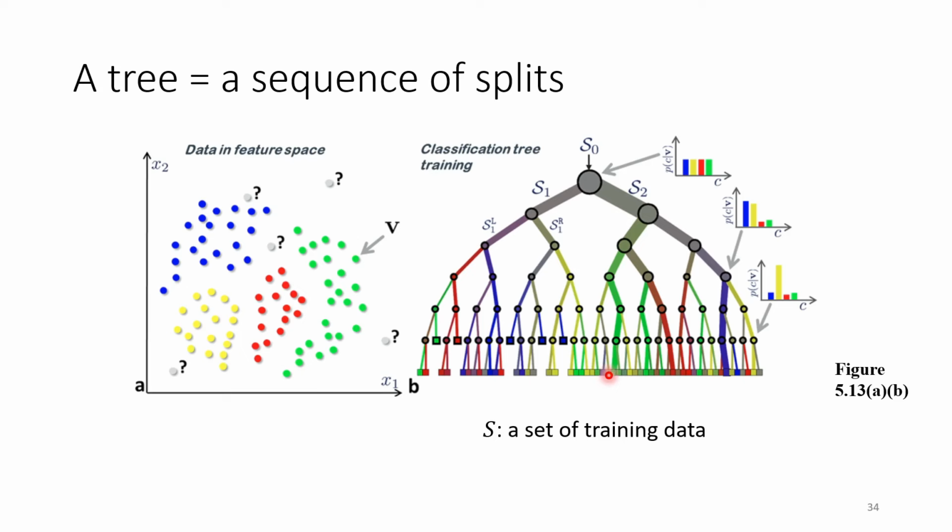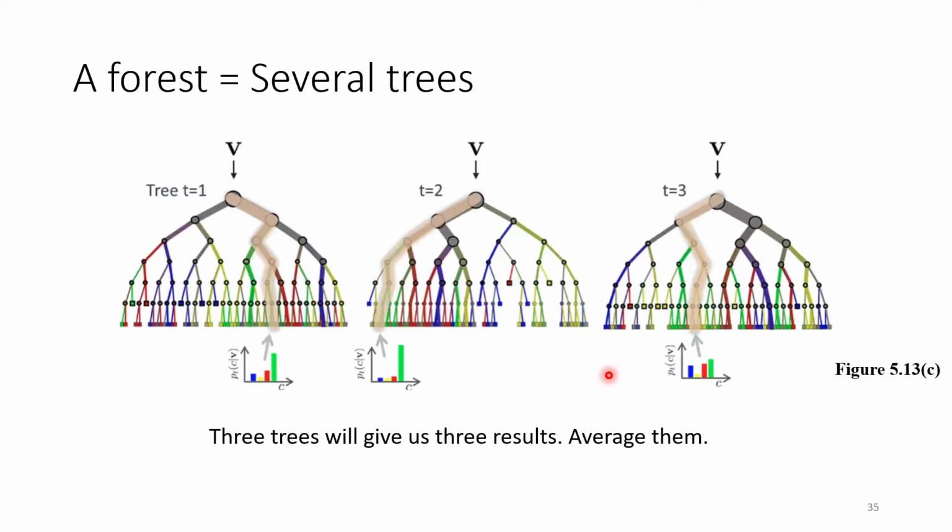Okay, so this is a tree, no matter what kind of split we use. And the forest means a group of trees, or several trees. Here is an example of 3 trees. Tree 1, tree 2, and tree 3 are given the same input test data. Tree 1 will generate a predictor result, tree 2 will generate another, and also tree 3.